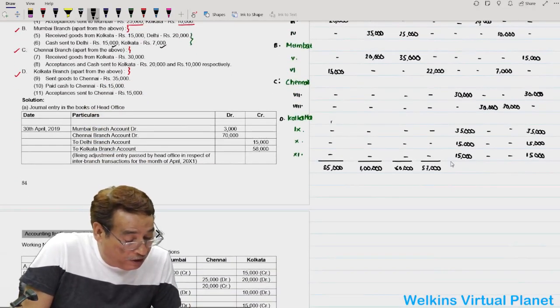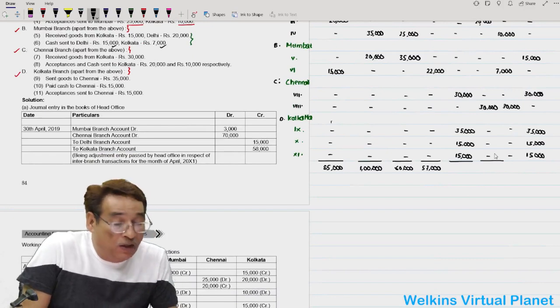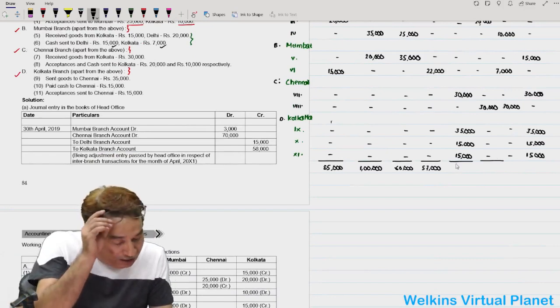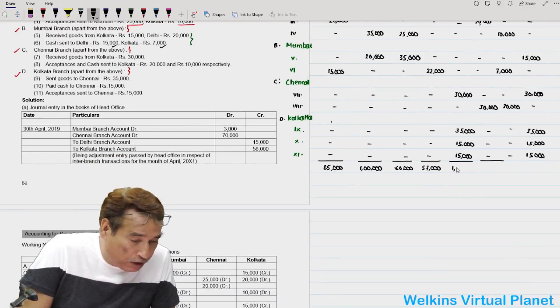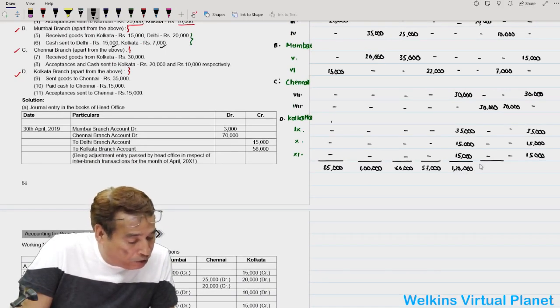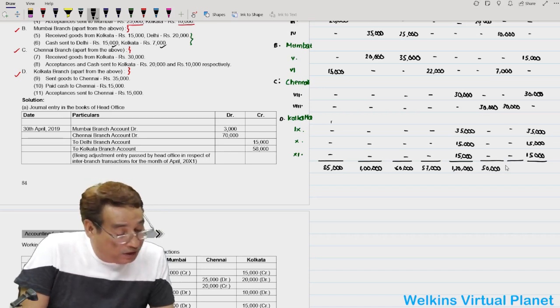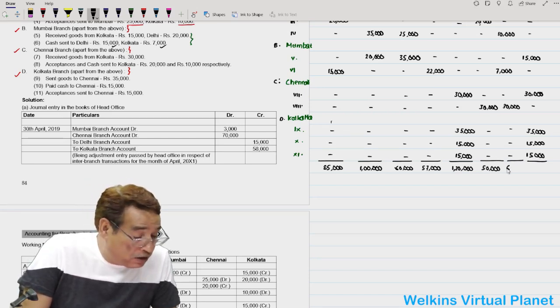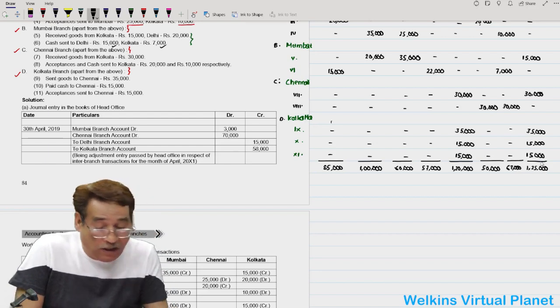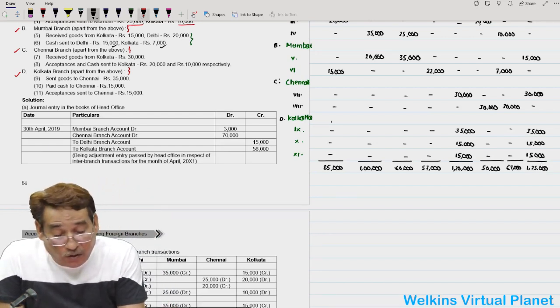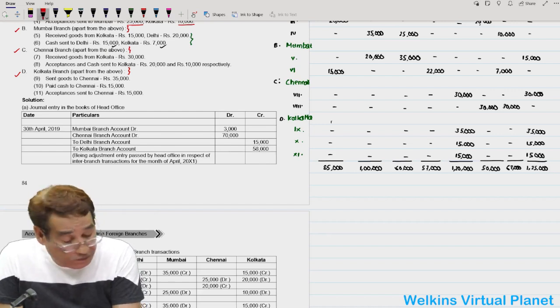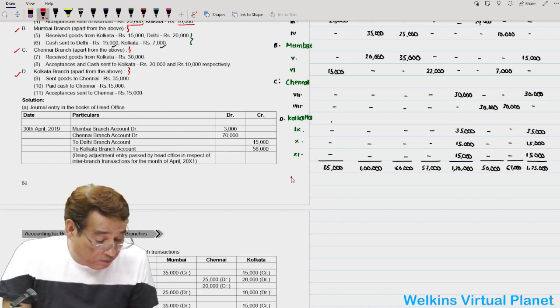Similarly, now I will tally Chennai branch. The debit side total is equal to 1,20,000, and credit side total will be equal to 50,000. And similarly, now you are going to tally Kolkata branch. The debit side total of Kolkata branch is 67,000, while credit side total is equal to 1,25,000. Once you have totaled, now what you are going to write here, see here.